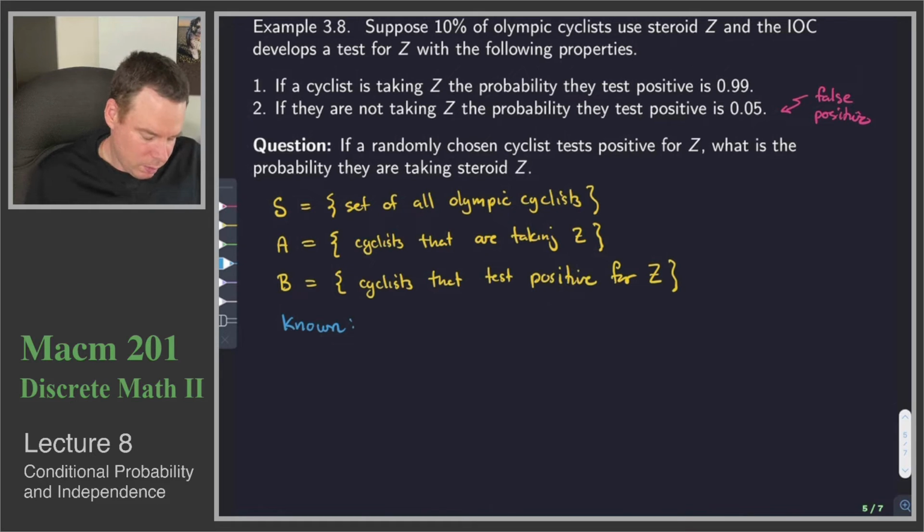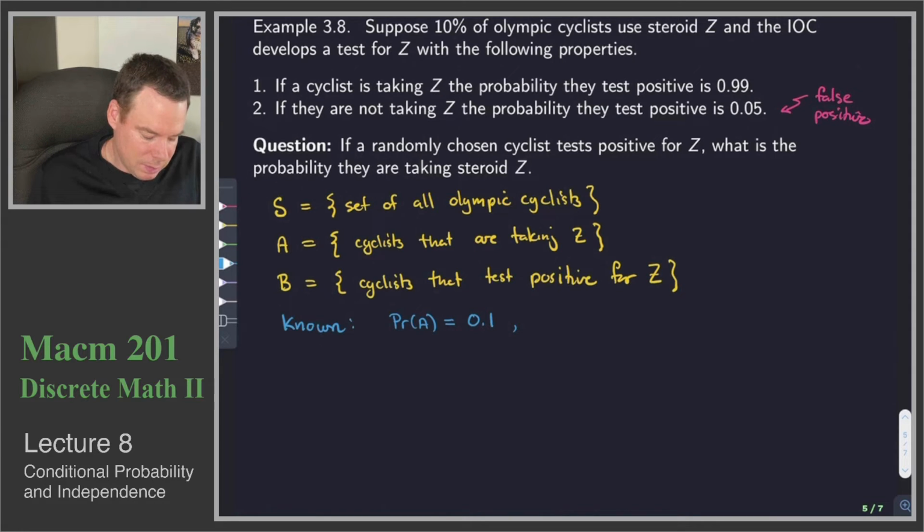And what are the things we know? So we're given a few things in the question. We know that the probability of A, we are assuming that 10% of cyclists use steroid Z. So the probability of A, that a person selected from our sample space actually is taking the drug, that's 10% or 0.1.